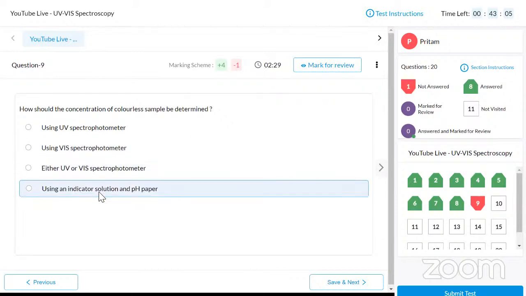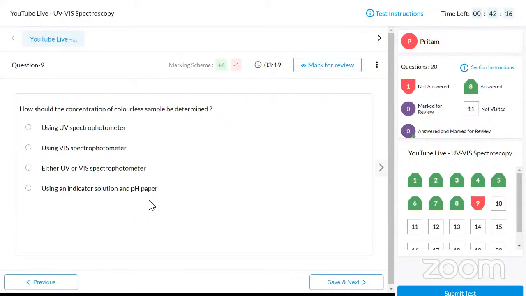Now, using an indicator solution and a pH paper will not give you the concentration. Why? Because it is a qualitative estimation. Whenever you are doing a titration, you have to calculate with the titration endpoint. And the pH paper is highly inaccurate, because it will only tell you the pH of the solution, giving a different color based on the acidity and basicity of the solution. So it will not help you determine the exact nature of your compound or the concentration, because it is a semi-quantitative technique, and not entirely a quantitative technique. So that is why an indicator solution and pH paper is not the answer.